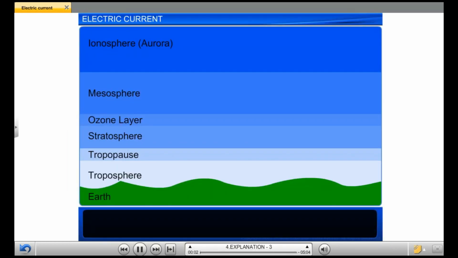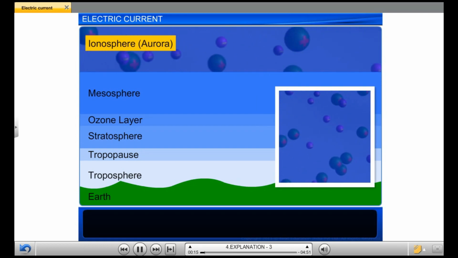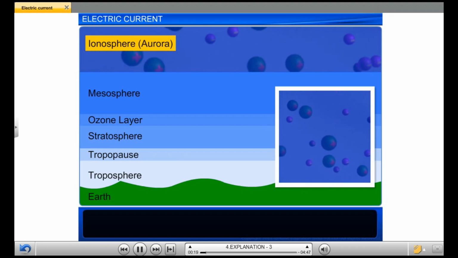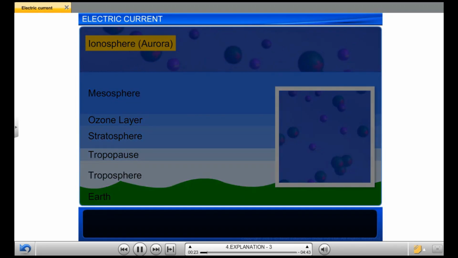This experiment can be conducted in the ionosphere layer of the atmosphere, where there are charged particles moving randomly. If an electric field is applied to a small space in this layer, the same motion of the charged particles can be observed. What are these moving charged particles that constitute an electric current?